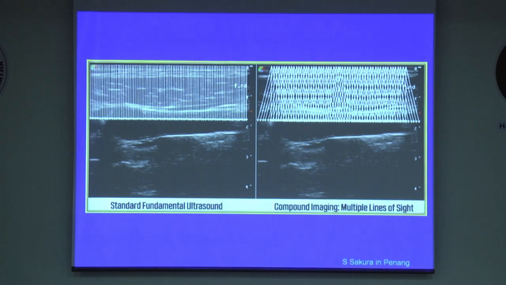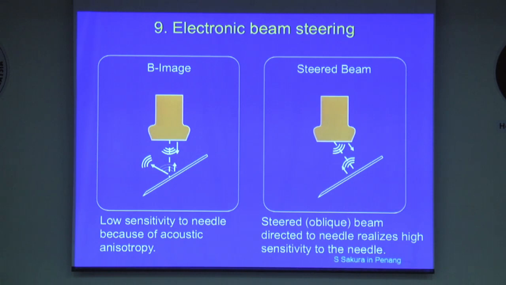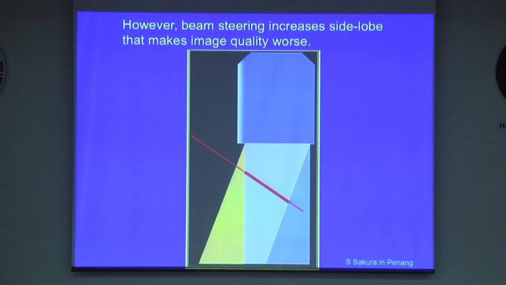Electric beam steering is a very similar technology, but allows the ultrasound to be tilted relative to the transducer to increase the needle beam angle of incidence toward 90 degrees. You could say the angle of insertion, and this electric beam steering ensures optimal angle to reflect the ultrasound from the needle. However, beam steering increases side lobe that makes image quality worse, especially in this area.